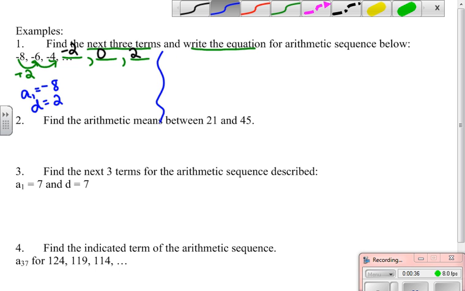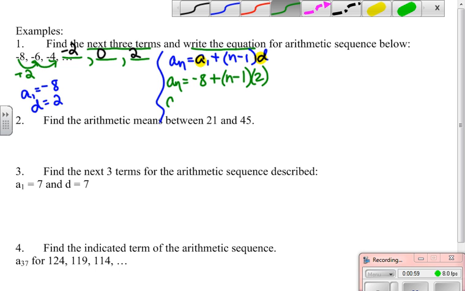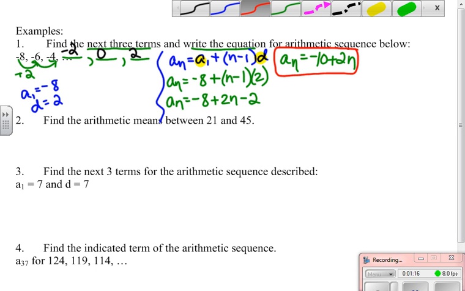If I want to write the equation, remember that the base equation is a sub n equals a sub 1 plus n minus 1 times d. So I'm going to substitute in here, and then simplify. a sub n will be equal to -8 plus n minus 1 times 2. Little distributive property in the back. a sub n is equal to -8 plus 2n minus 2. Combine like terms, and I have a sub n equals -10 plus 2n. And that's the equation for this sequence.